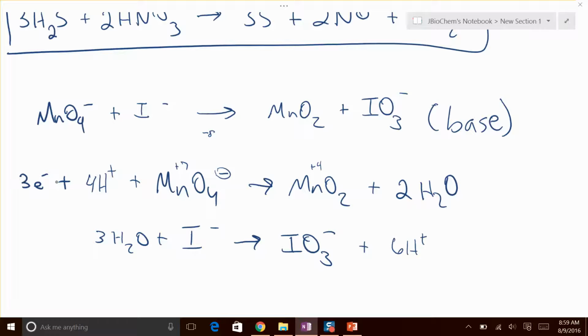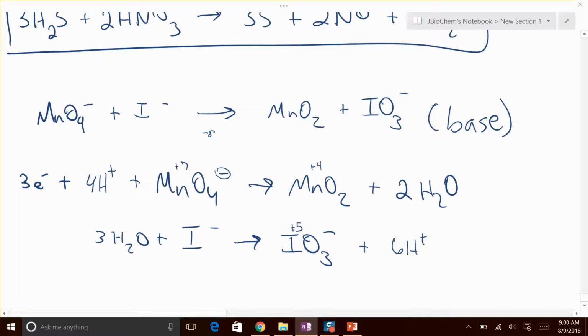Okay, now let's look at this bottom reaction. 3H2O plus I minus. I'm going from a -1 to what? Plus 5. Okay, so we're going to go from negative 1 to 0 and then to 5 more. Wait, what? Right? To go from -1 to plus 5, that means we lose 1 electron to go to 0 and then 5 more to go to plus 5. So that's a total of 6 electrons.